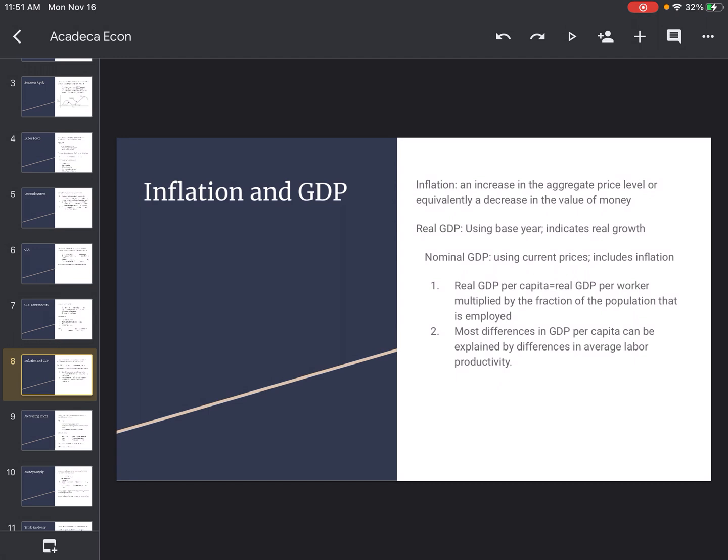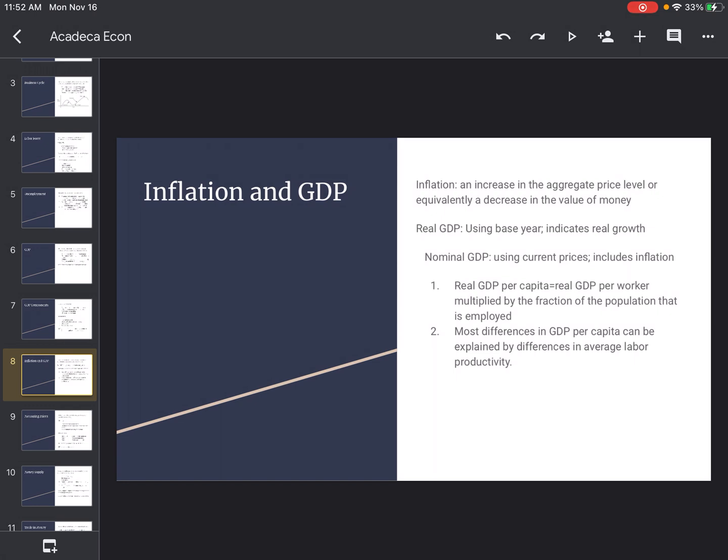Okay, inflation and GDP. Inflation is an increase in the aggregate price level, or equivalently, a decrease in the value of money. And then a good differentiation between real GDP and nominal GDP, because you're going to see those used very specifically later on. Real GDP uses the base year and indicates real growth in a particular year. And nominal GDP uses current prices, and that includes inflation. So it's often better to look at real GDP, or if you want a more accurate perspective, especially if it's from a long time ago, you might want to look at nominal GDP.